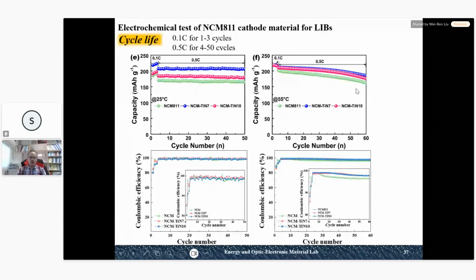Also, we can monitor the Coulombic efficiency as a function of the cycle number at room temperature and high temperature. You can see obviously at high temperature, the Coulombic efficiency of the pristine NCA811 is very poor. However, after the TiN coating, not only 7 but also 10, it gives a very high Coulombic efficiency at the 55 degrees Celsius testing condition.